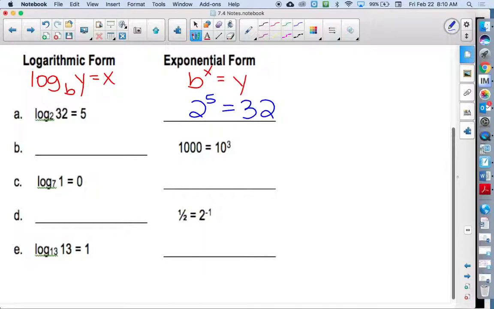The second one gives us exponential form. So we have 1,000 equals 10 cubed. Mackenzie Myers, how would you write that as a log? Log base 10.